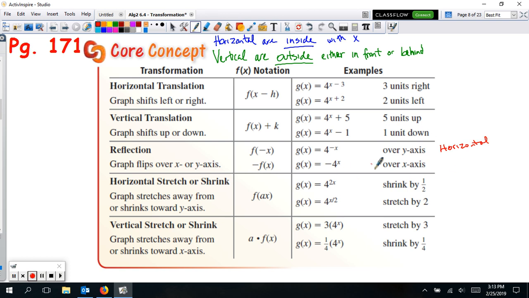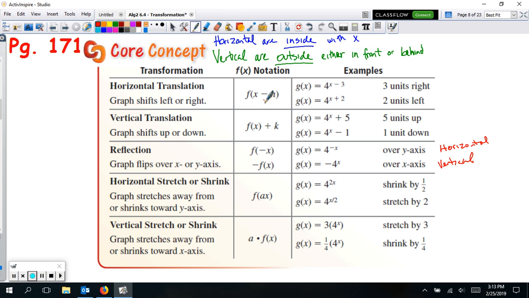Horizontal, that means that if it's over the y-axis, that would be a vertical reflection, because it's not inside where x is. The negative sign is not where the x is. The negative sign is out in front. And that's what the verticals are all about. They're on the outside, either in front or behind the function. So you can see the vertical translation. There's a k number on the outside.